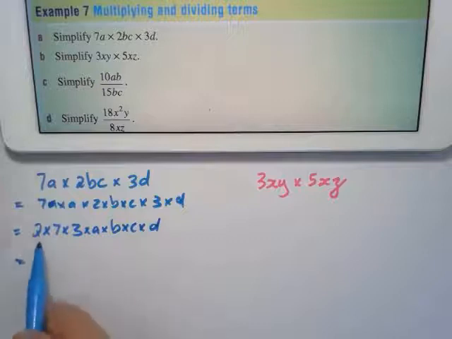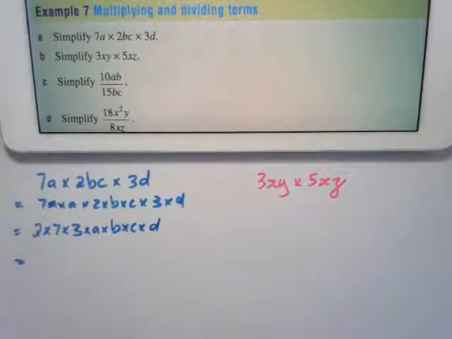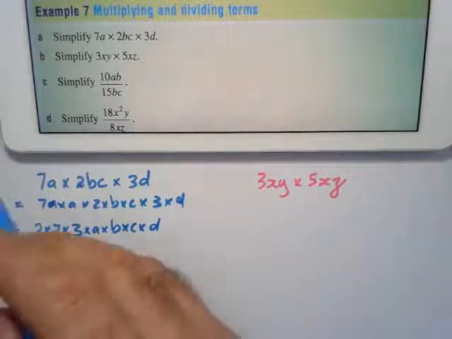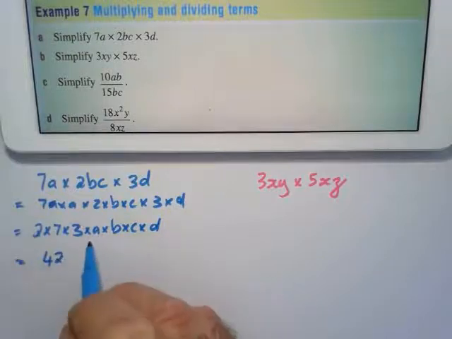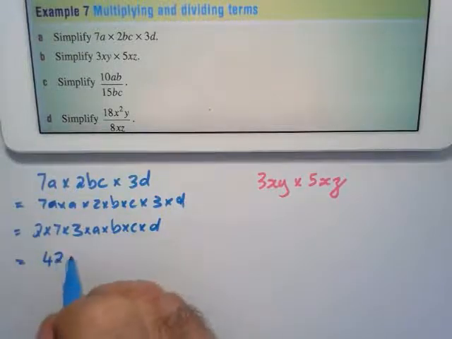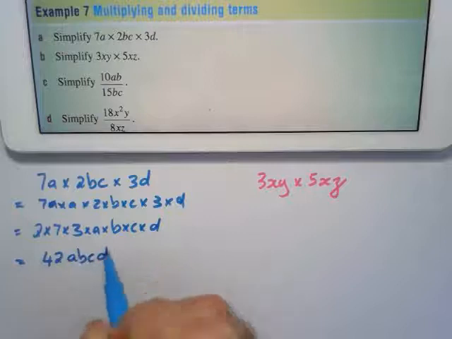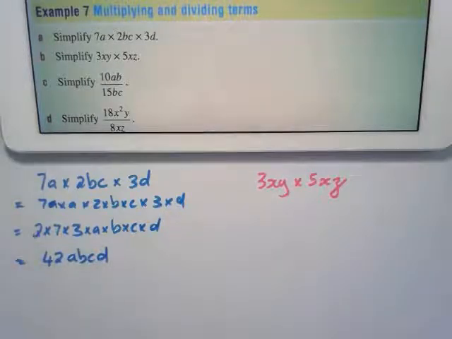And now I say 2 times 7 is 14. 14 times 3 equals 42. Times a times b times c times d is abcd. But we don't have to do it this way.